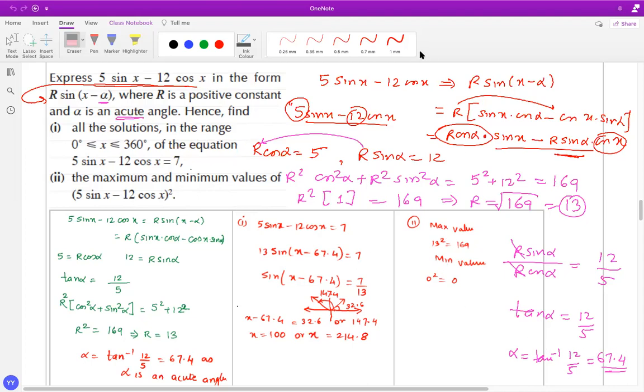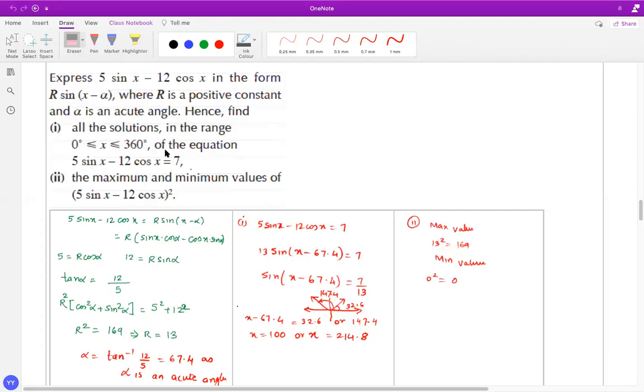Now, this form which we have written until this part, I can replace with alpha as 67.4, and R can be replaced as 13. So the same form, and if I plot this, or if I plot this, you will see that they are the same graphs. So it is important to understand this interconversion. Sometimes it is with sine, sometimes it is in comparison with the cos. So this is the entire procedure to find the particular equation in this format.